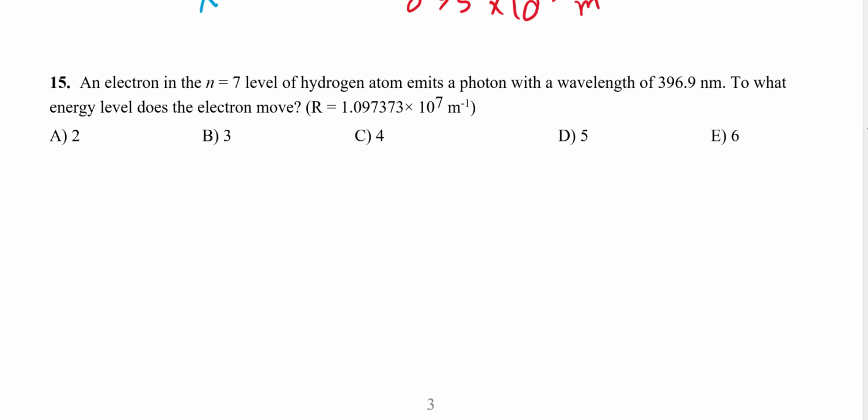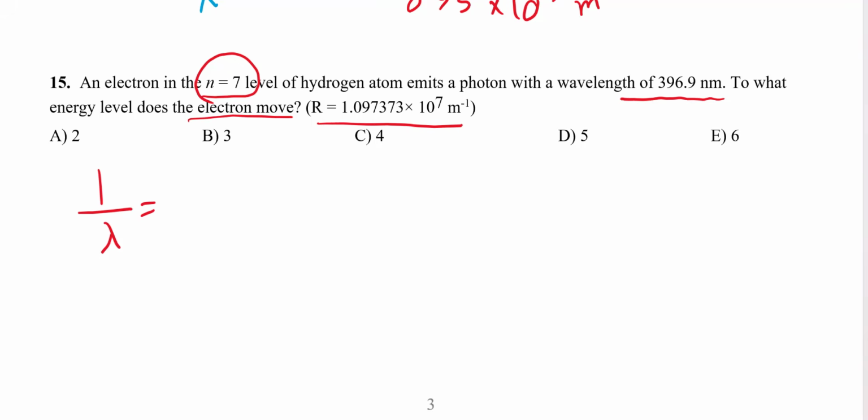In question 15, we know the electron is on level 7 and is emitting a photon. So it should fall to a lower energy level. And the emitted light has a 396.9 nanometer wavelength. We would like to know to which energy level the electron moves. So what is the final energy level? Because we have R, it is easier to use the Rydberg equation.